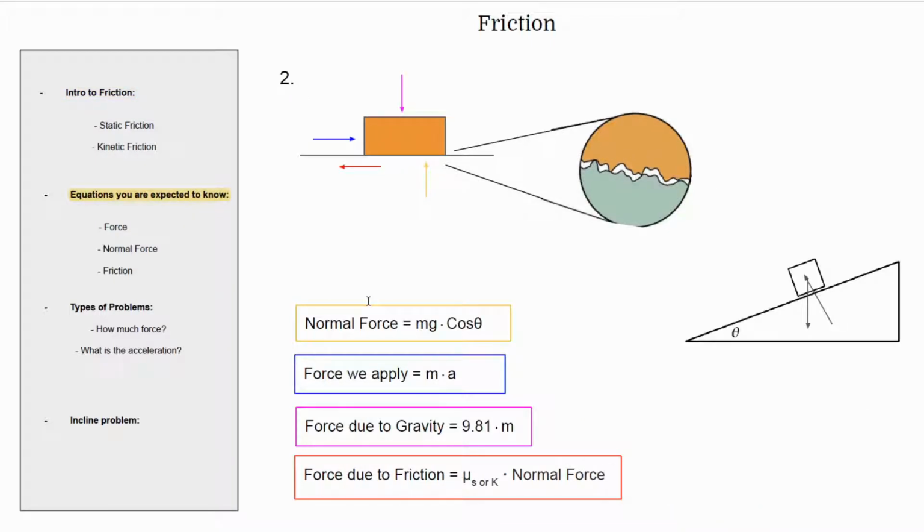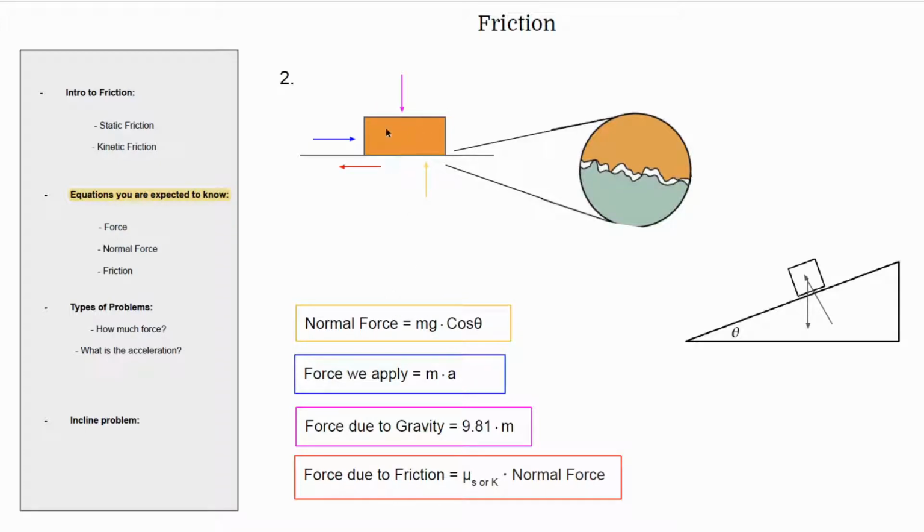When it comes to Physics 1, there are a few equations that will be helpful to know for friction. These equations are listed here. So the normal force is equal to mg times cosine theta. If your object is on a plane that does not have an incline, then you don't have to worry about the cosine theta. However, if your object is on an incline, then the theta refers to the angle of incline. We will have another video where we go over how we derive this equation.